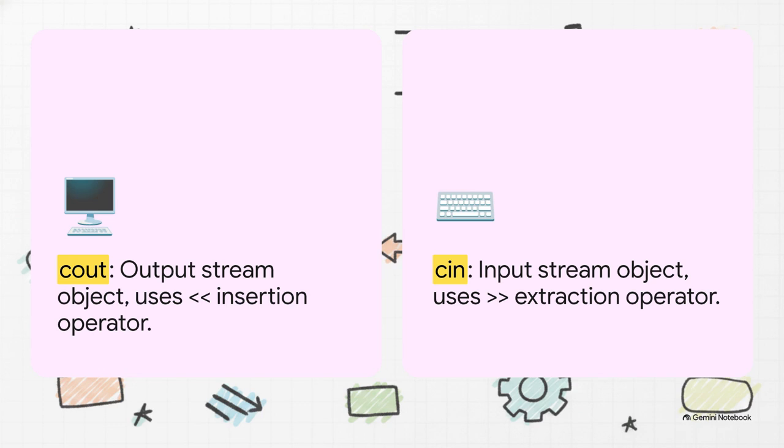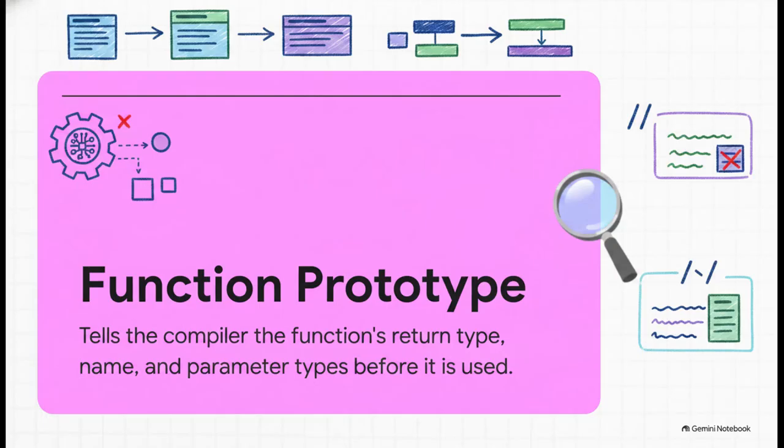Just follow the arrows, right? The arrows point towards cout to push data out, and they point away from cin to funnel data into your variables. Now, before you start writing massive chunks of code, you have to declare what your functions are going to look like. We call this a function prototype. It literally tells the compiler the function's return type, its name, and the types of parameters it takes, way before the function is actually used.